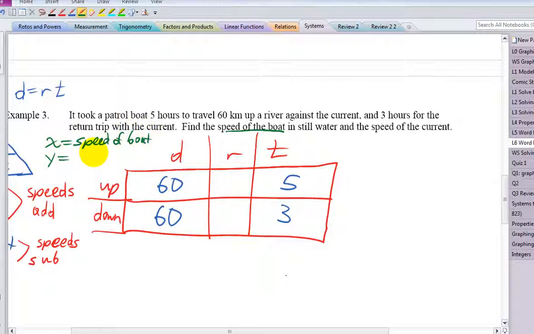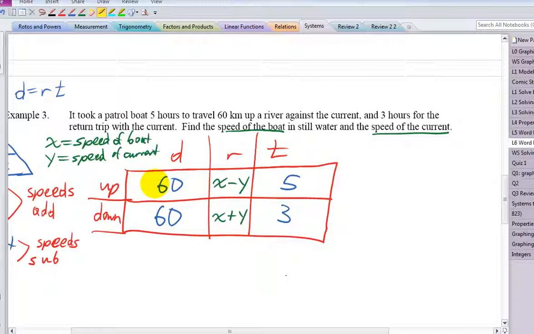And look at the rest. What should y equal? Read the sentence, the very last part. What should y equal? Speed of the current. Okay. So when you're going up the river, you actually have to subtract the speeds because the river is slowing you down. But when you're going down, the river's pushing you faster, you add your speeds together.